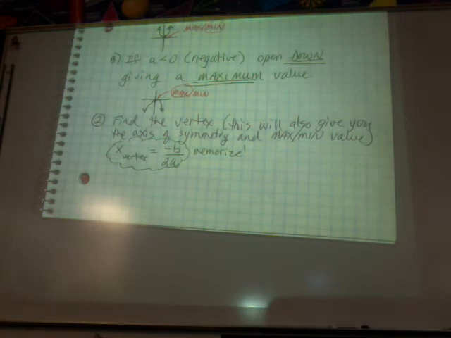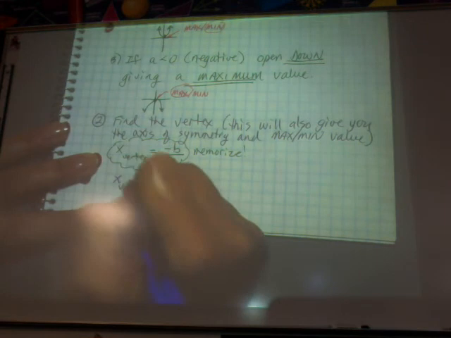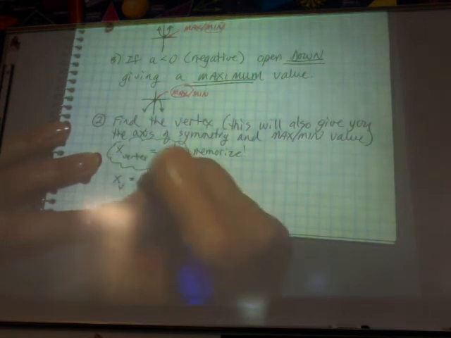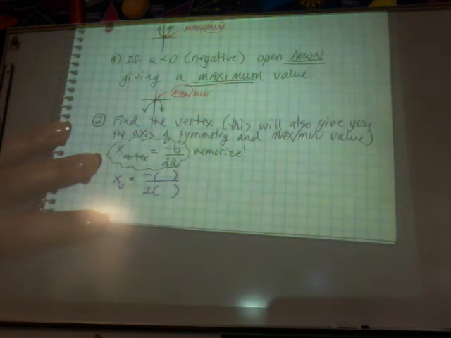From that, I can then plug it into the equation and find my y value of the vertex. And then once I have that, I also have my axis of symmetry and my maximum value. So let's find that x value of the vertex. So x value of the vertex is equal to the opposite, and I'm going to put parentheses for each of these variables that I'm plugging in for.